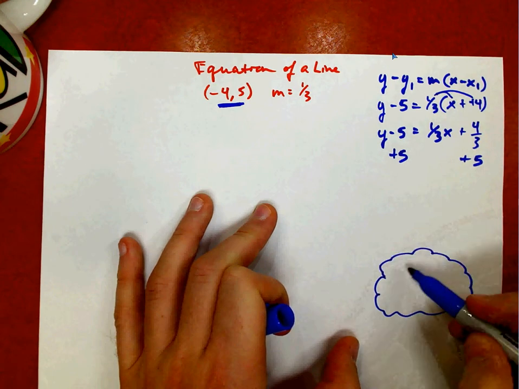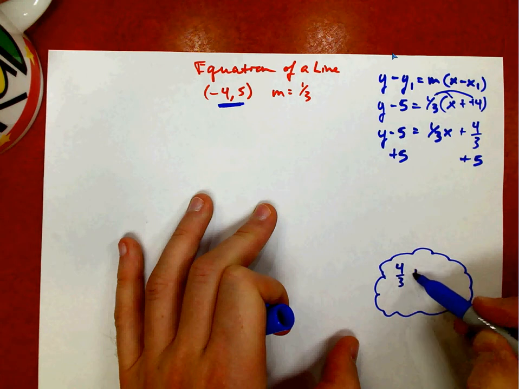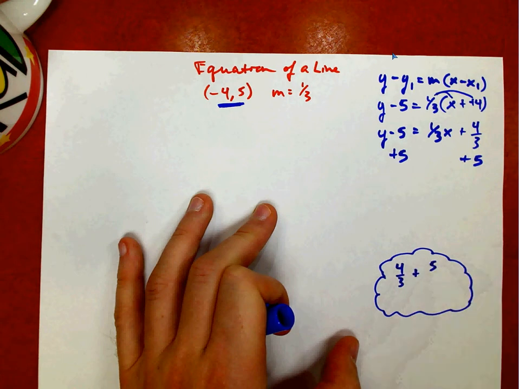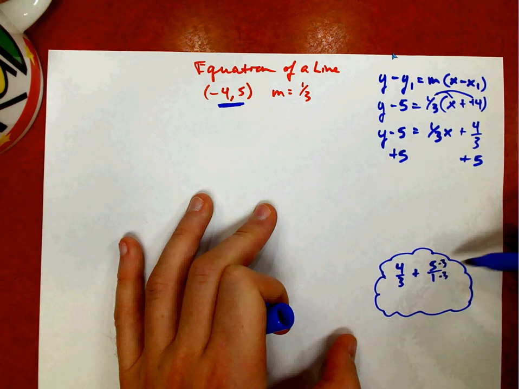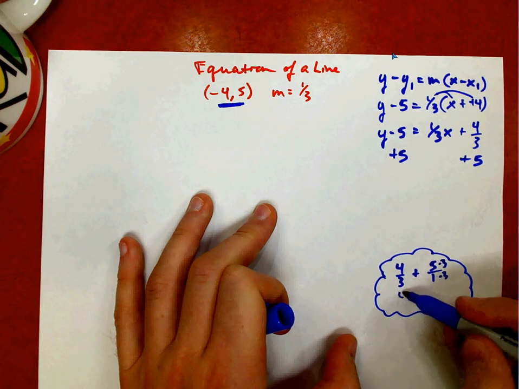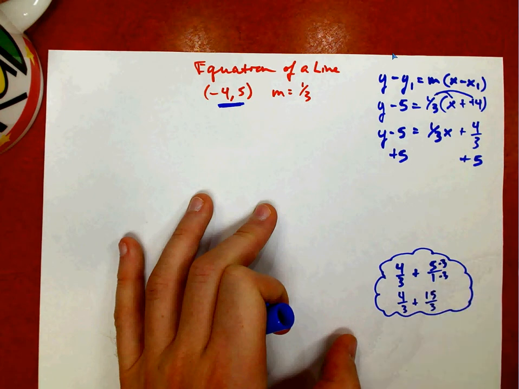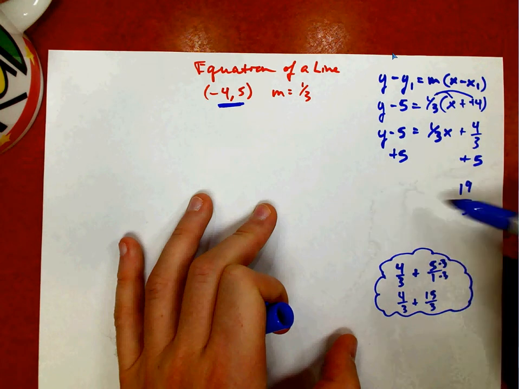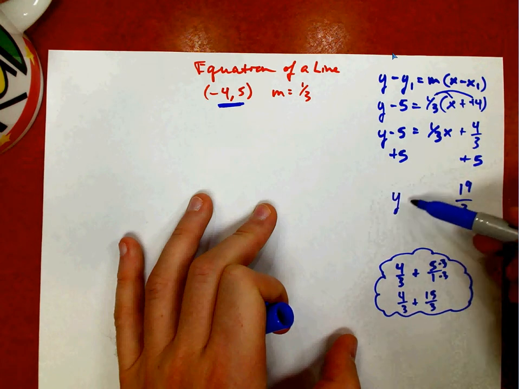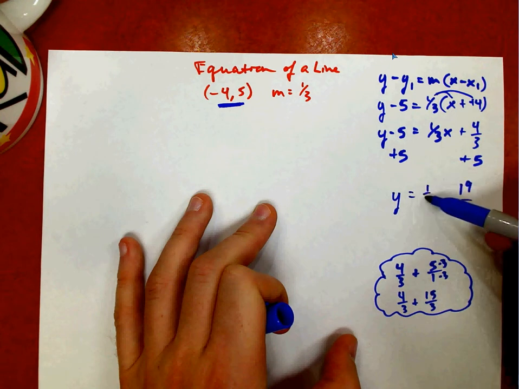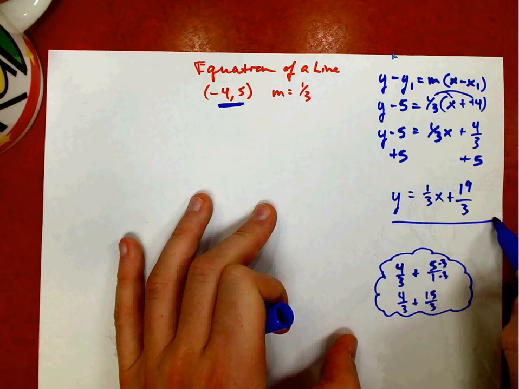let's add 4/3 to 5. In order to do that, I have to make 5 into a fraction. And to add fractions, I need a common denominator, so I'm going to multiply the top and the bottom by 3. And now I'm adding 4/3 to 15/3, which should leave me with 19/3, with a final equation in slope-intercept form of y is equal to 1/3 x plus 19/3.